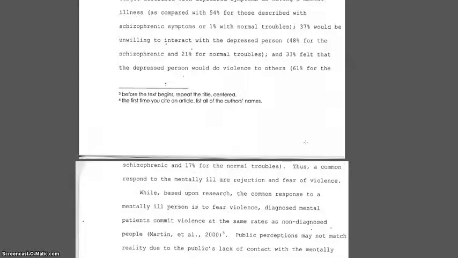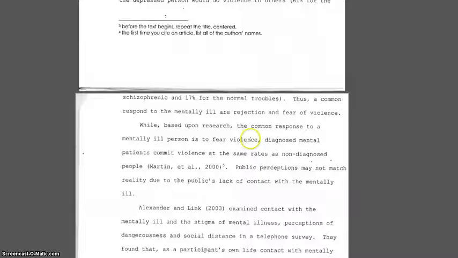And so hopefully we get that in the next paragraph. Based upon research, the common response to a mentally ill person is to fear violence, but diagnosed mental patients commit violence at the same rates as non-diagnosed people. So we don't get any more research here that supports this claim, but what the author is trying to do is segue into this idea that this is a myth, right? So she's starting to link this research and what it's showing us about public perceptions. She's linking that into the fact that that is a faulty perception because, according to this study, Martin et al., we know that diagnosed mental patients commit violence at the same rates as non-diagnosed people.